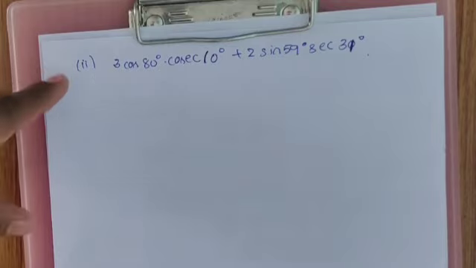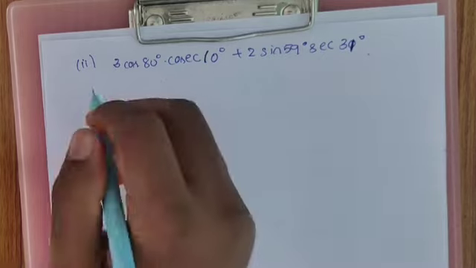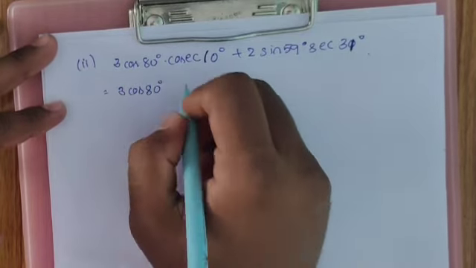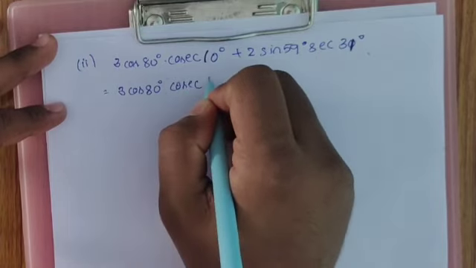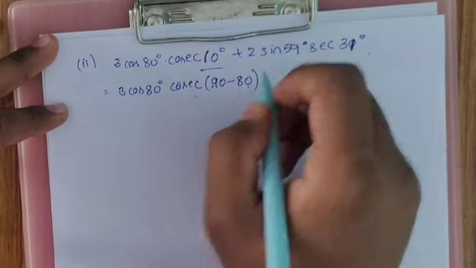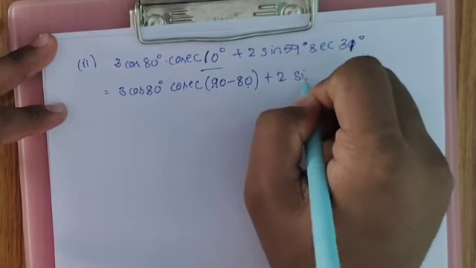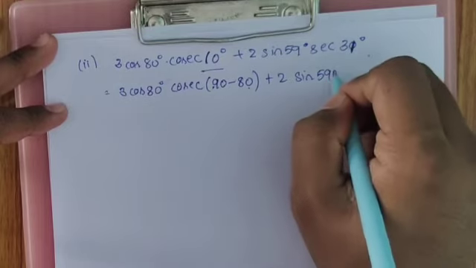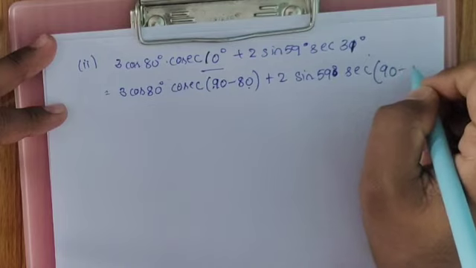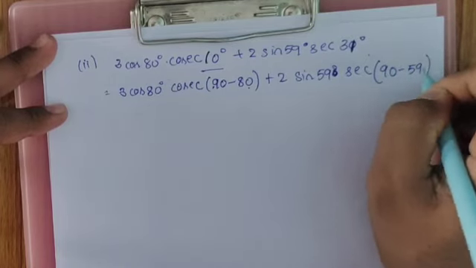So fifth one, second sub question: 3 into cos 80 degrees into cosecant 10 degrees plus 2 into sin 59 degrees into secant 30 degrees. So here how to solve this? So now 3 into cos 80 degrees will be the same. So I will change this cosecant as 90 minus 80. So 90 minus 80 becomes 10. Similarly, plus 2 into sin 59 degrees will be as it is. So secant of 90 minus 59 we will get as 31.